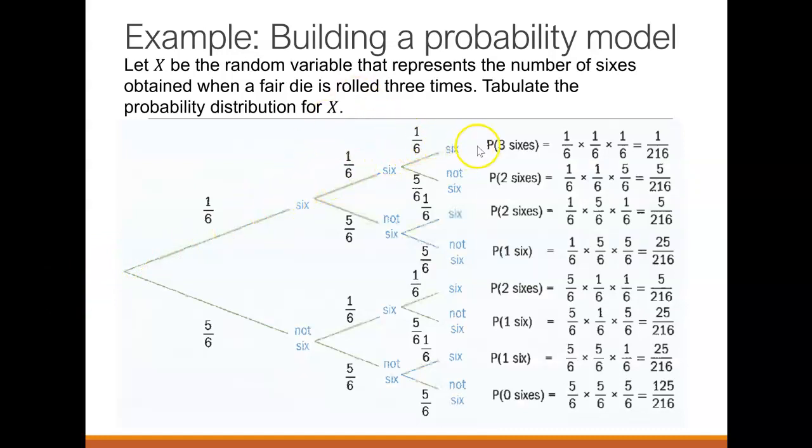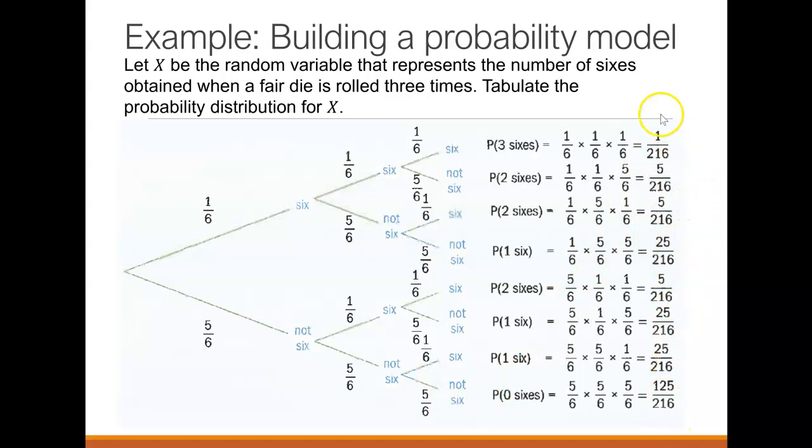So this first line is 3 6s. This outcome is 2 6s. This outcome here is 2 6s. This outcome here is 1 6. This outcome here is 2 6s. This outcome here is 1 6. This outcome here is 1 6. And this outcome here is no 6s. And here's the associated probabilities.